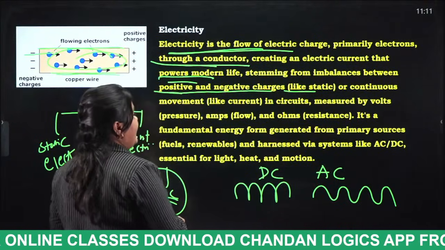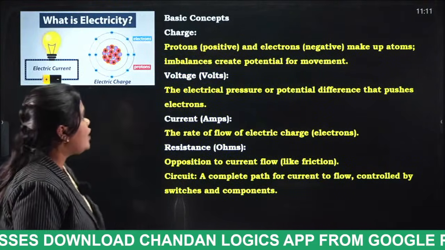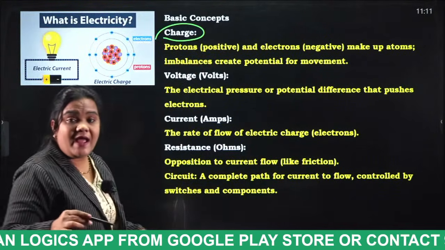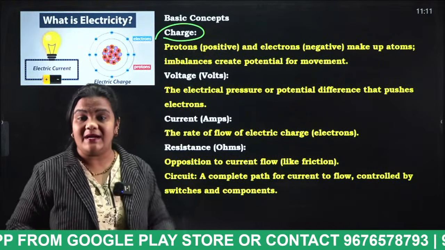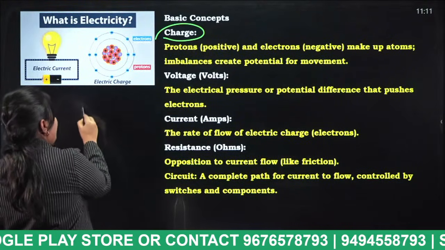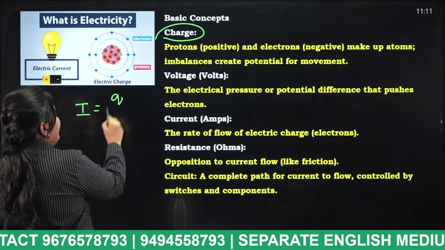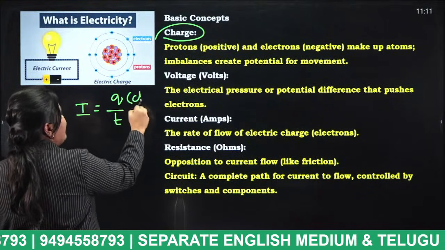Next, the basic concept. What do you mean by charge, students? Just now I have told you. And what is the formula for current? Current is denoted by I. I is equal to charge by time. Charge by time.